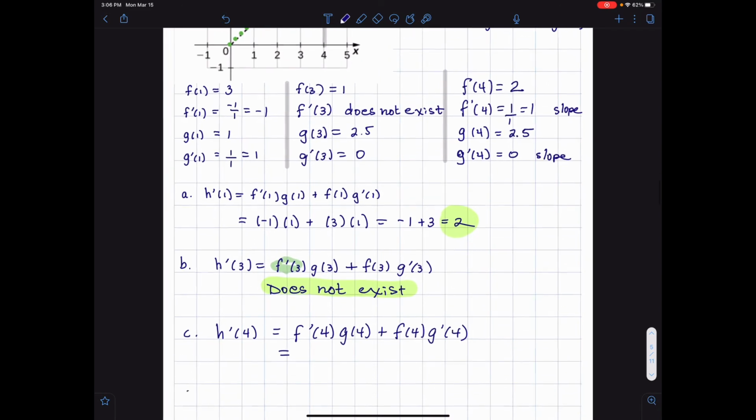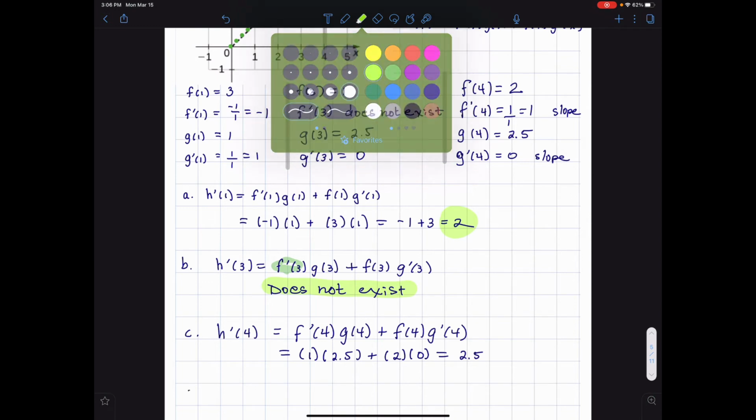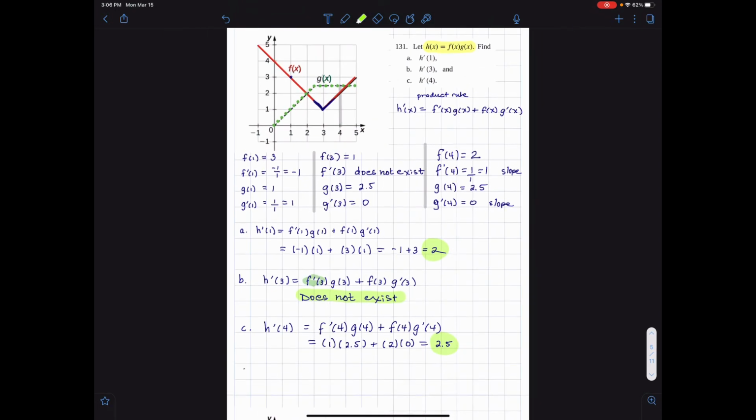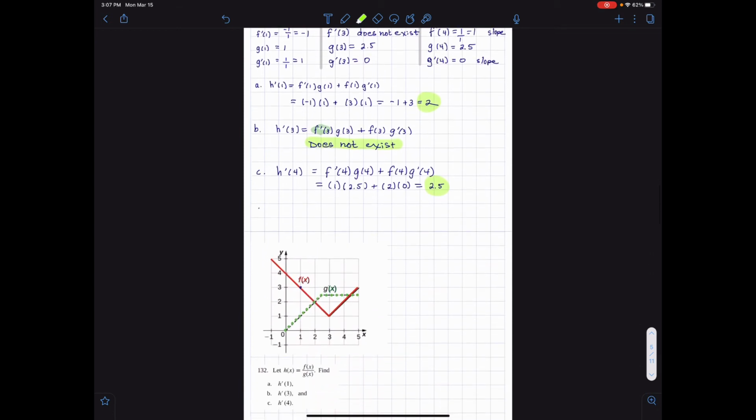And so then I just fill in all those numbers. I put in 1 for f prime. For g of 4, I put in 2.5. For f of 4, I put in 2. g prime of 4 is 0. So that makes 2.5, and that's the answer there. That is problem number 131.